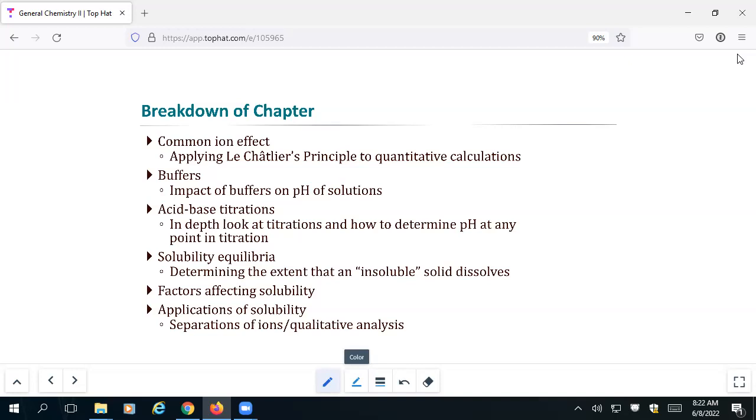So let's say that we have an equilibrium system and we add some aqueous product to it. We know, based on Le Chatelier's principle, that that aqueous product is going to shift everything toward the reactant side of the equilibrium. That's as far as we took Le Chatelier's principle. Now we're going to look at it and say, okay, what does that actually mean? If I have an acid-base system and I shift the equilibrium toward the left, what does that mean for the pH of that system?